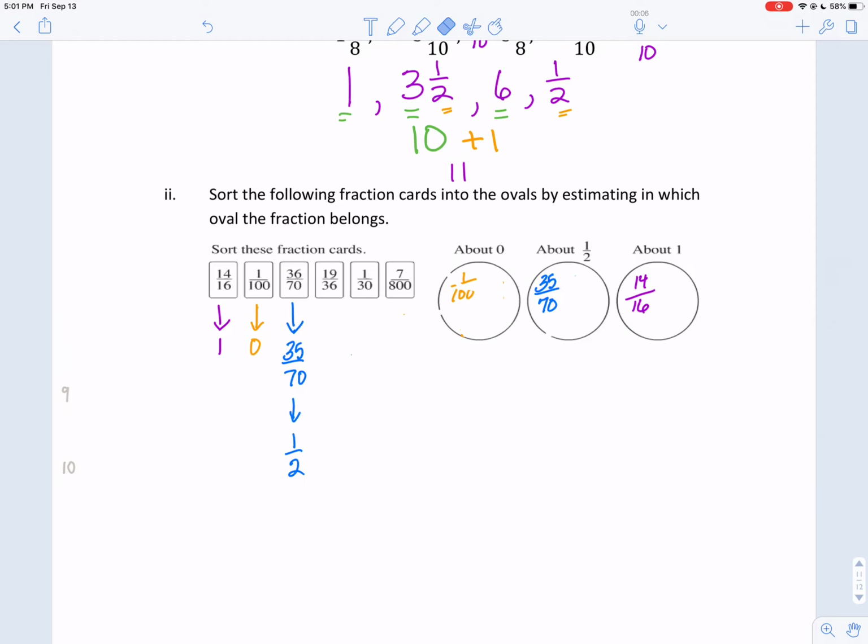Then we have 36/70, which is about a half. 19/36 is about 18/36, or a half. And then the last two, the top is very little and the bottom's pretty big, so that means that's close to 0.